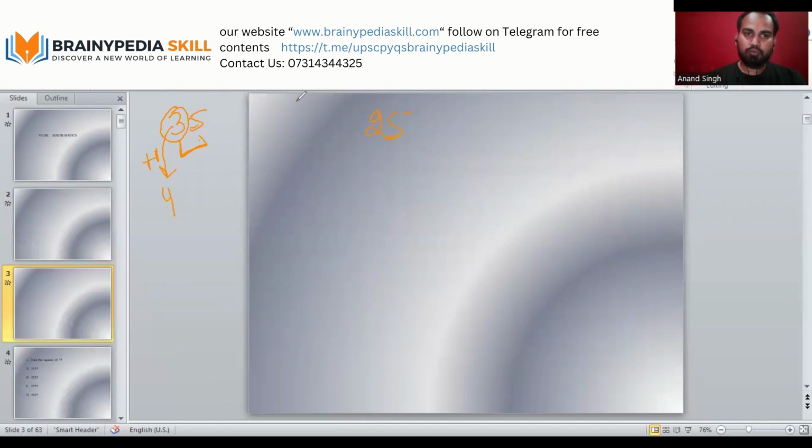So the number is going to be 3 into 4, which is going to be 12. So 1225 is the square of 35. Let's pick some more numbers as well.